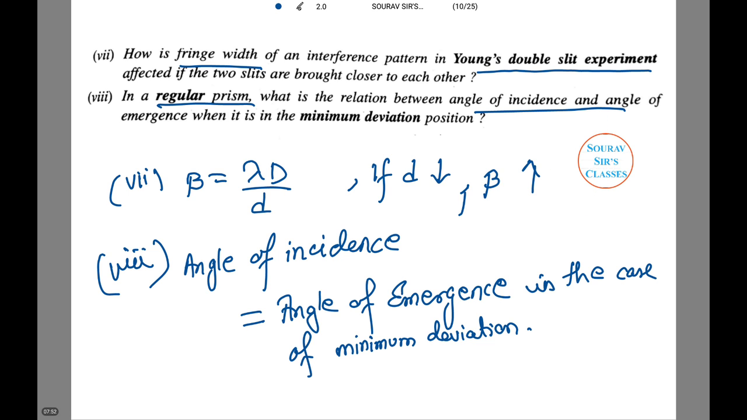Angle of incidence equals angle of emergence in the case of minimum deviation. This is the relation that is required in this question. Let's see what other questions we have.